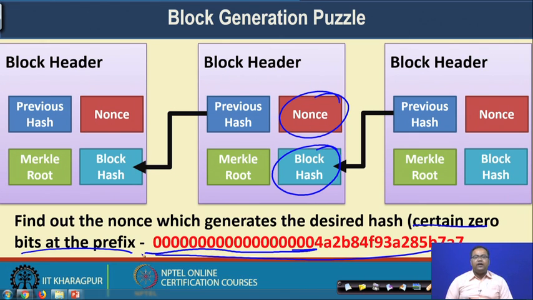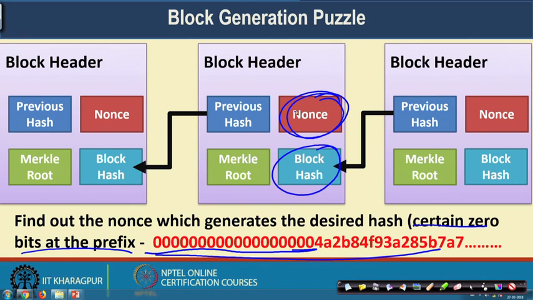That is the difficulty of the problem that is imposed by the Bitcoin network, and it works like a challenge to the miner, and the task of the miner is to accept this challenge and try to solve this particular puzzle. Their task is to find this nonce value such that they can find the block hash by including this Merkle root and the previous hash, so that this hash has the property that it has a certain fixed number of zeros at the prefix.